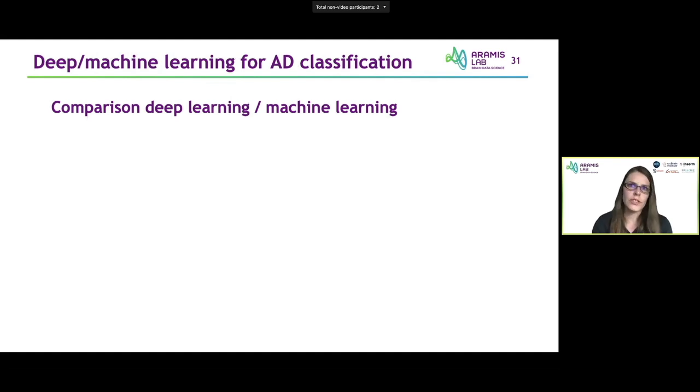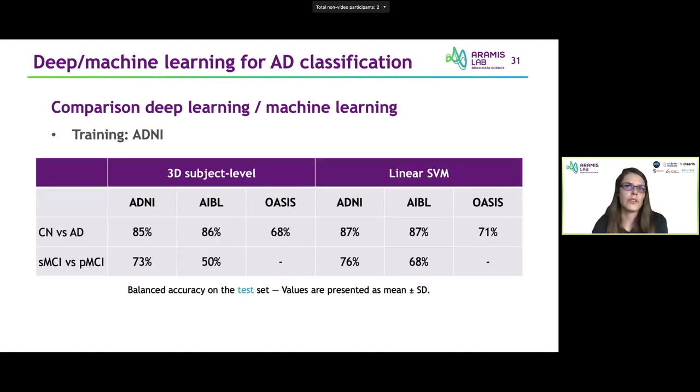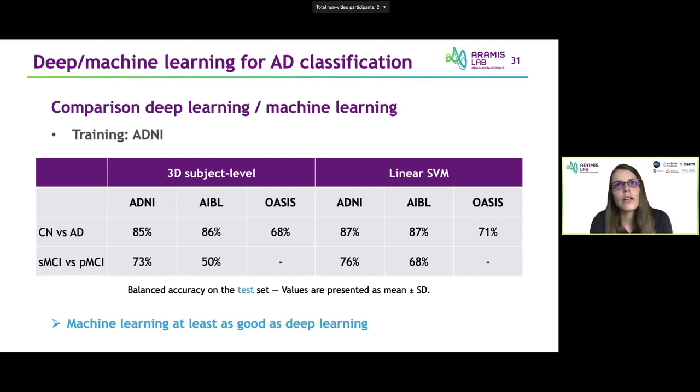One interesting question is whether deep learning could perform better than conventional machine learning methods for AD classification. So we compared the deep learning and machine learning approaches that led to the highest accuracy, which are the 3D subject-level CNN and linear SVM. In this study, you can see that the SVM is at least as good as the CNN. So maybe I can make a few remarks.